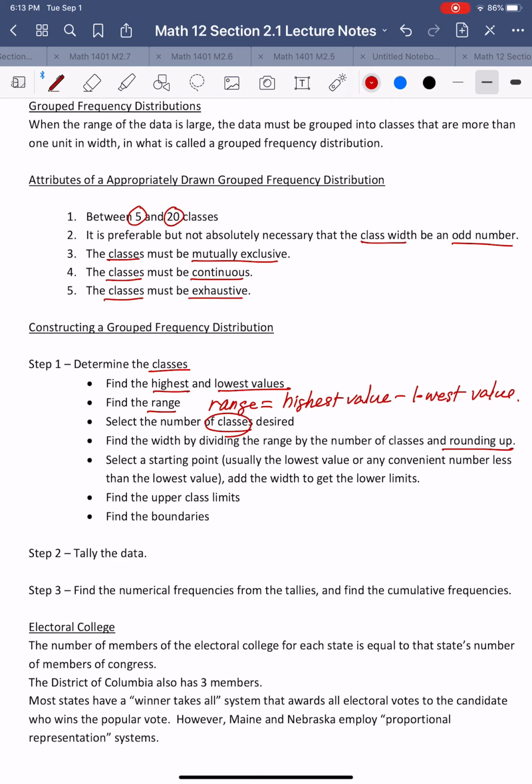Select the starting point, usually the lowest value or any convenient number less than the lowest value, and then add the width to get the lower limit. We also want to find the upper limit and the boundaries. Step 2, tally the data from the data set. Step 3, find the numerical frequencies from the tallies and then find the cumulative frequencies.